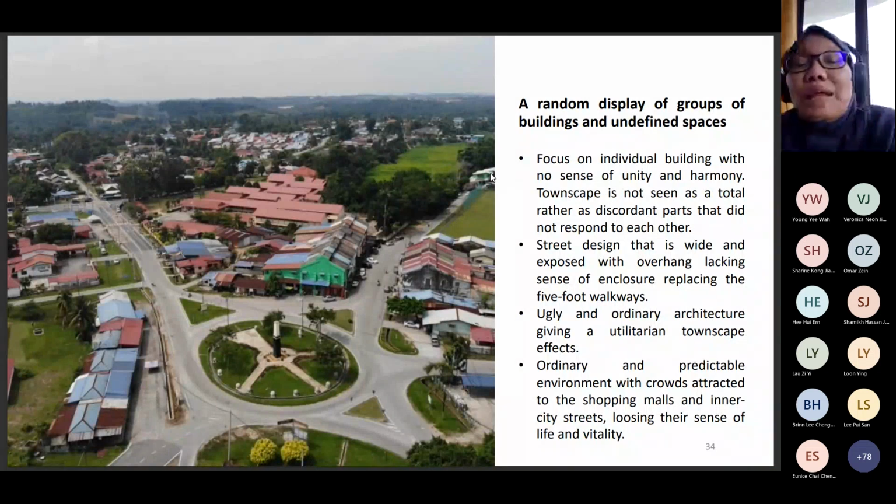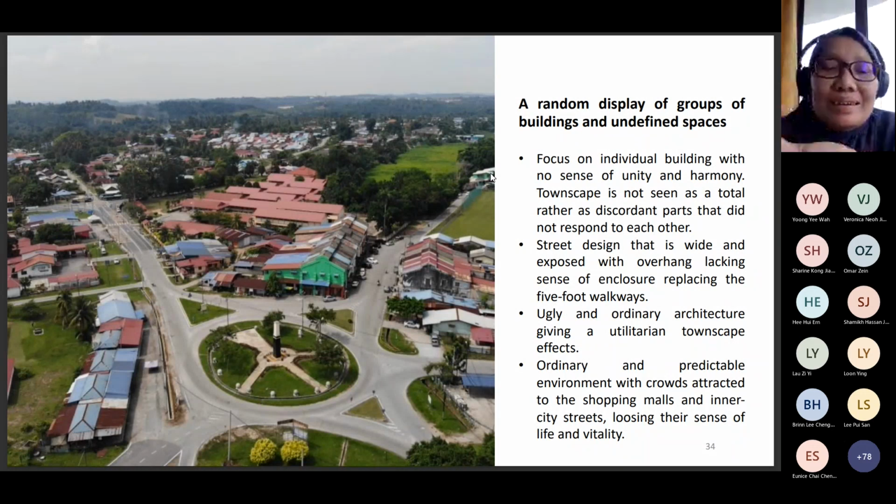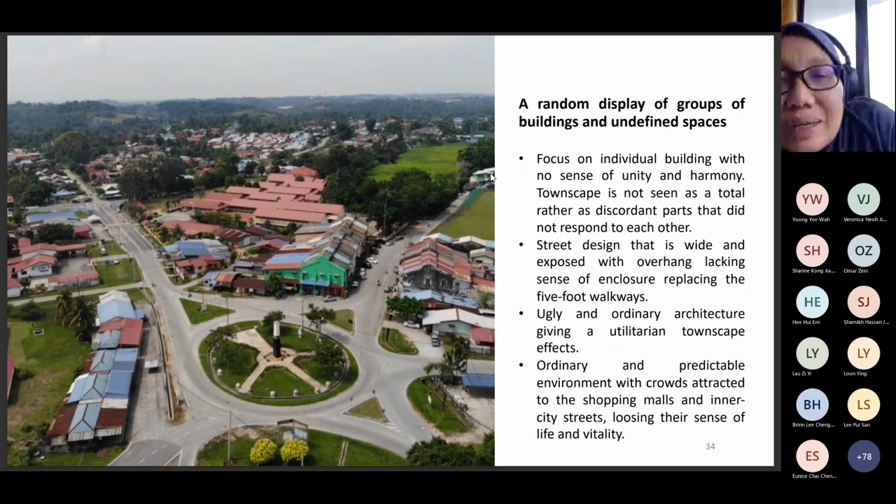Okay, so what we have now in our modern townscape is just a random display of groups of buildings and undefined spaces. So I think this is one of your case studies, kan? This is a good example of just plonking in buildings and roads, because the dominant element is the roads. And then the buildings just fill up the space. And the street is wide and exposed. And this ugly and ordinary architecture gives a utilitarian townscape effect.